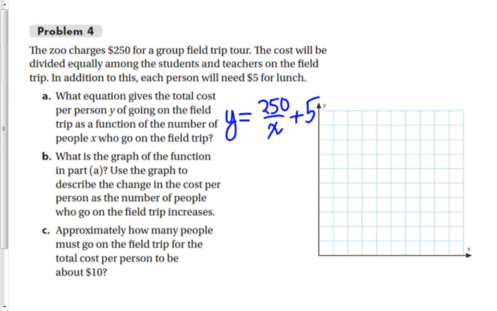So what is the graph of the function? Use the graph to describe the change in cost per person. Let's start by getting the asymptotes. Well, let's make a scale first. I think this is going to be the number of people going on this trip. So let's use a scale of maybe 5 here. This is the number of people.